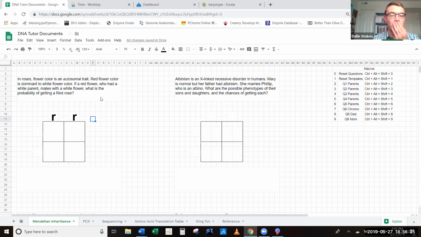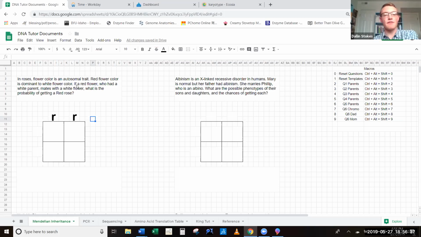Okay, sorry, I keep ditching off of this problem here. Red flower color is dominant to white flower color. So a red flower that had a white parent meets with a white flower. What is the probability of getting a red rose?